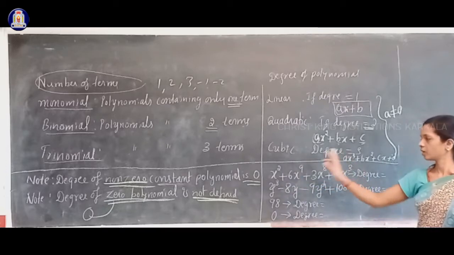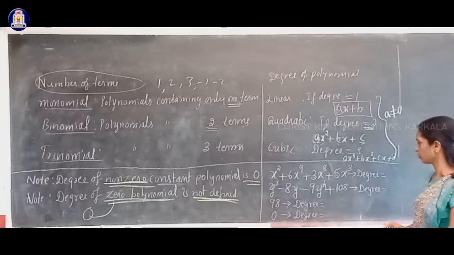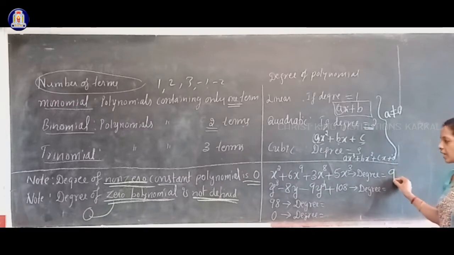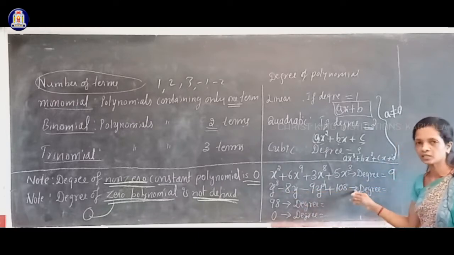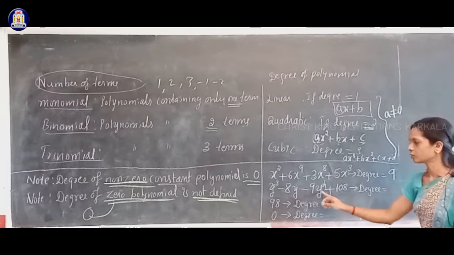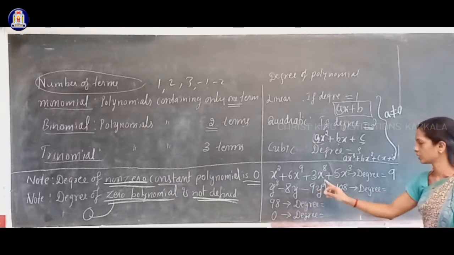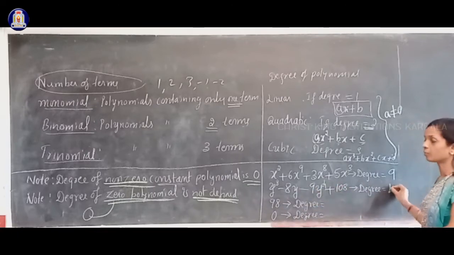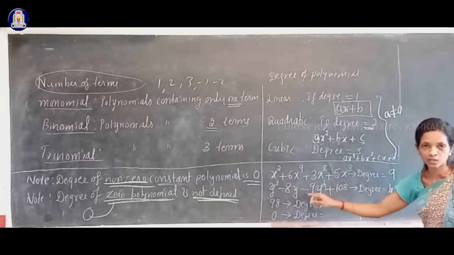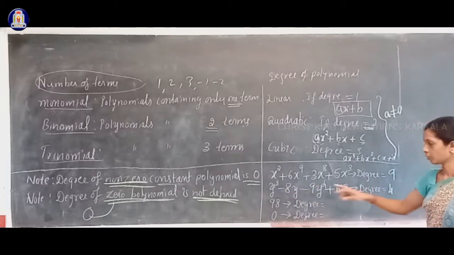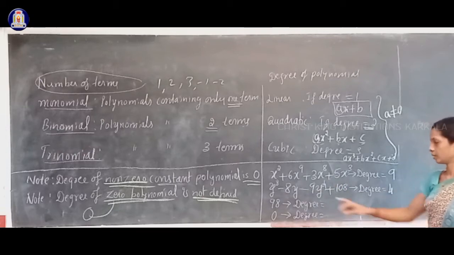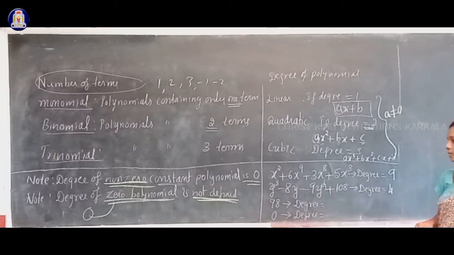In these numbers, the highest one is 9. So the degree of this first polynomial is 9. And the second polynomial is in a variable y, and the highest power of that variable y is 4. You have to see the power, not these numbers, not these coefficients. You have to see the power of the variable. Here the highest power of the variable y is 4.